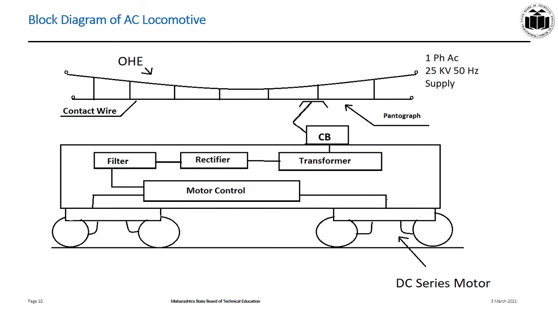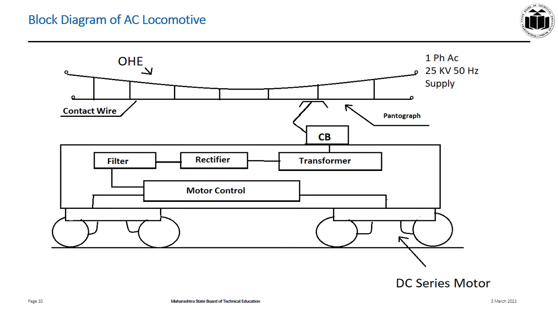In this slide, we will talk about AC locomotive and components of it. AC locomotive basically uses single phase 25 kV 50 Hz AC supply. You can see block diagram of AC locomotive in the figure. The main components of AC locomotive are as follows. The first one is overhead contact wire.